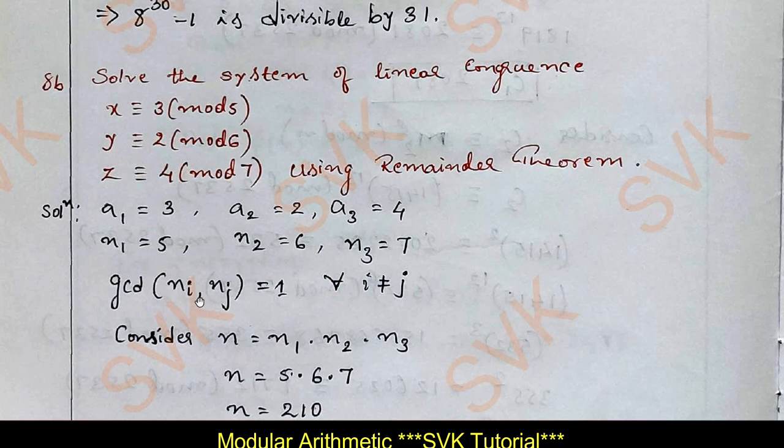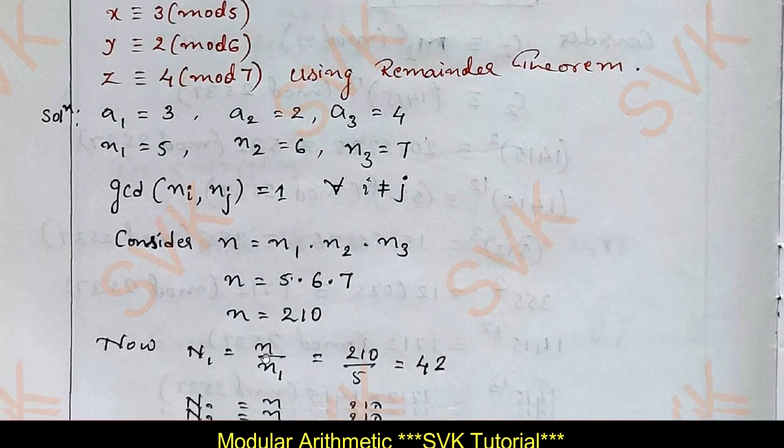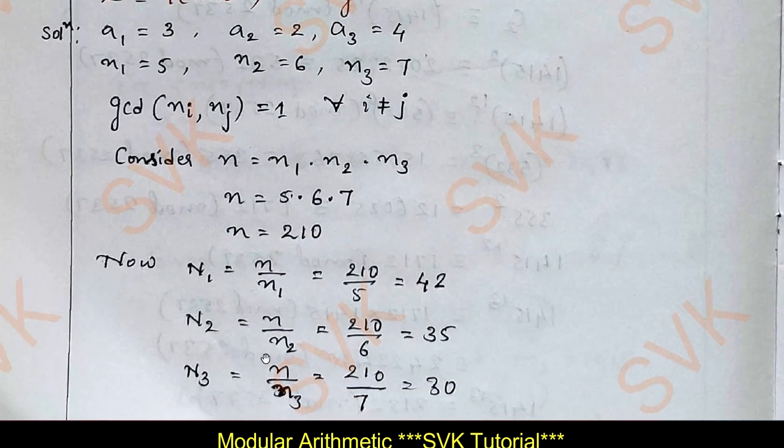So find the GCD of Ni, Nj, which is equal to 1 for all i not equal to j. Consider the smallest value n, that is n is nothing but the product of n1 into n2 into n3, where we got n as 210. Now I am going to find the value of capital N1. N1 is given by small n divided by small n1, which is equal to 42. Capital N2 is given by 35, capital N3 is given by 30.